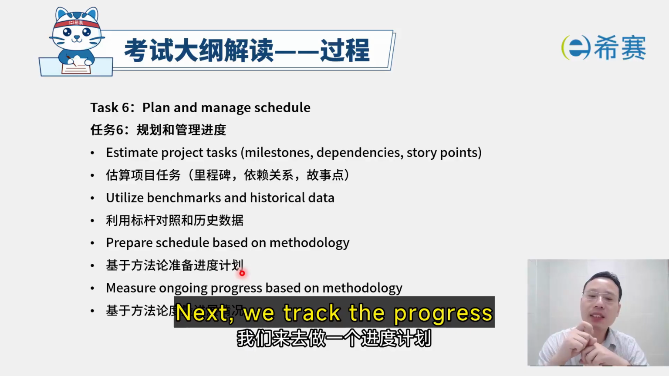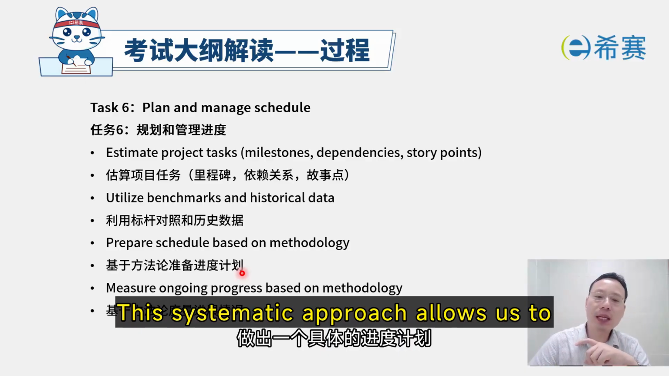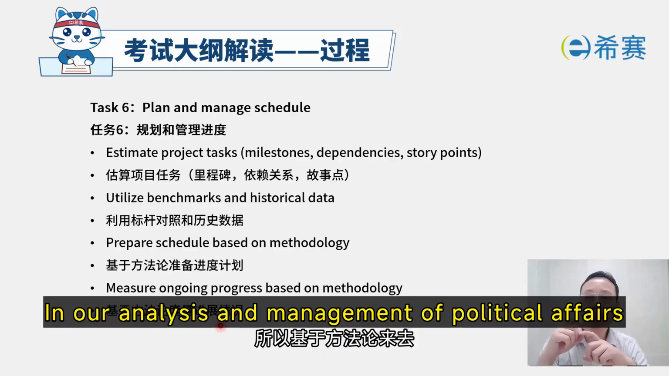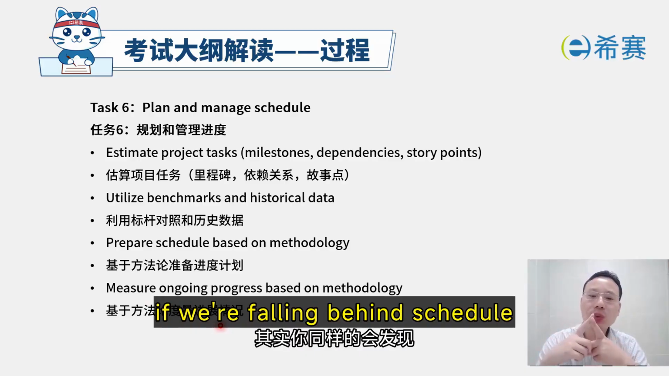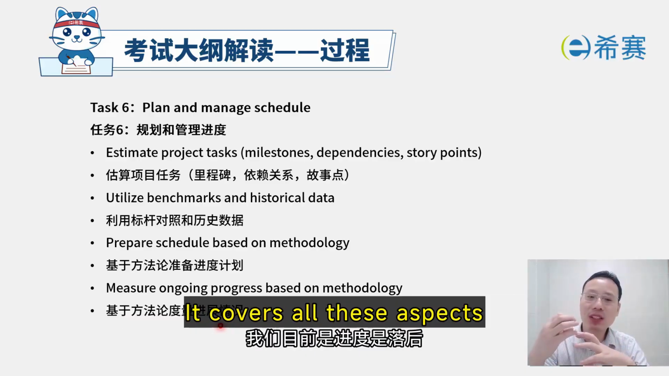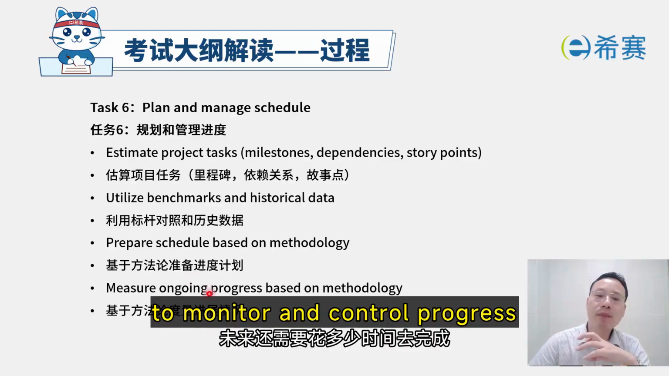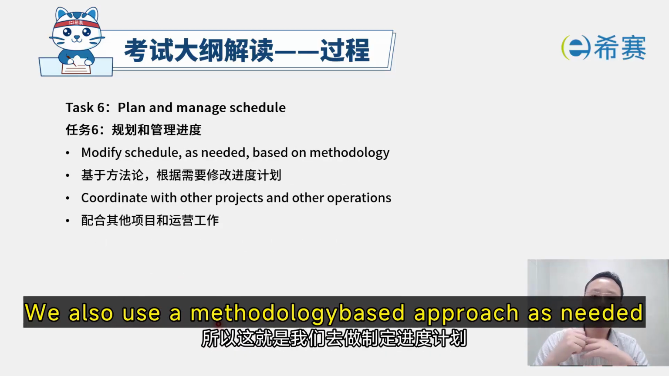Next, we track the progress and monitor its execution. This systematic approach allows us to assess project progress. You'll also notice that in our analysis and management, we can similarly calculate if we're falling behind schedule or ahead of it, and how much time remains to finish. It covers all these aspects. That's why we develop a schedule to monitor and control progress in schedule planning and management. We also use a methodology-based approach as needed.